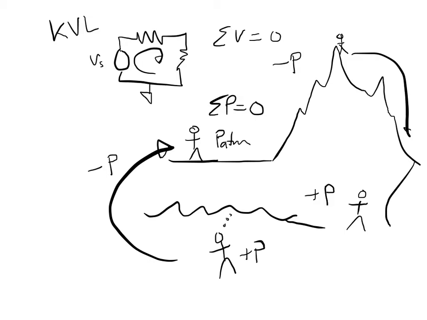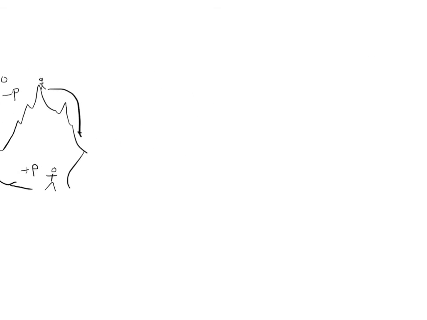Same thing with voltage. If we just pick a point and go around a loop, clockwise, counterclockwise, whatever, if we end up back at the same point, then all the voltages have to equal zero. So, let's look at that in a circuit.